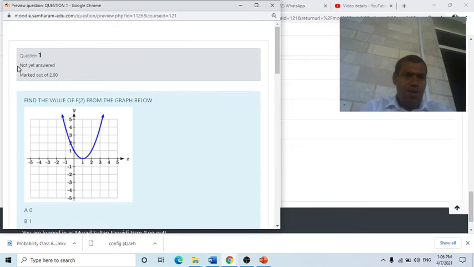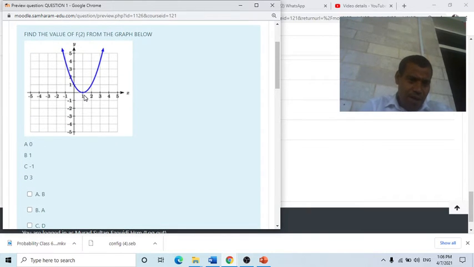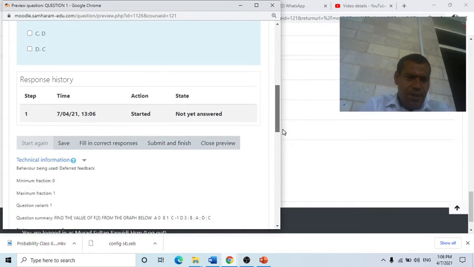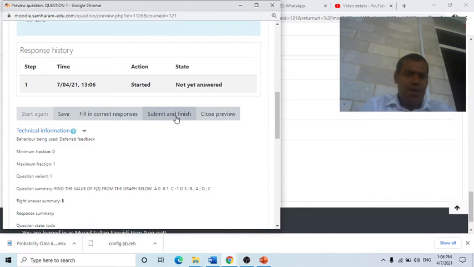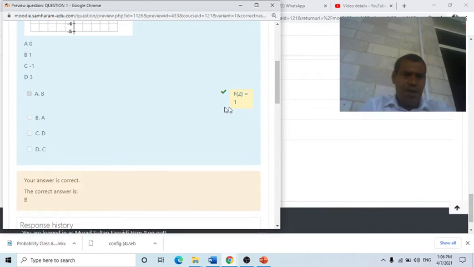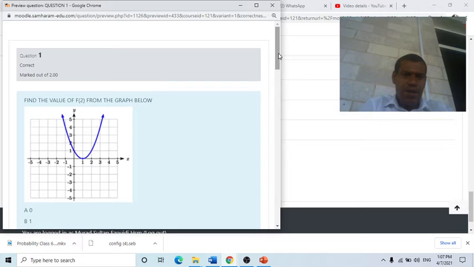Your question will be like question number 1, not yet answered, out of 2 marks. Look, for example, this is a line, so this is a 1, okay. He will accept this. If, for example, he chooses A, which is 0, he should choose capital B. So the first one, B is 1, is the correct answer. Then save, submit and finish. Okay, you can close. This is correct. Look here, it's written correct because we gave the answer. Okay, then I will close this.